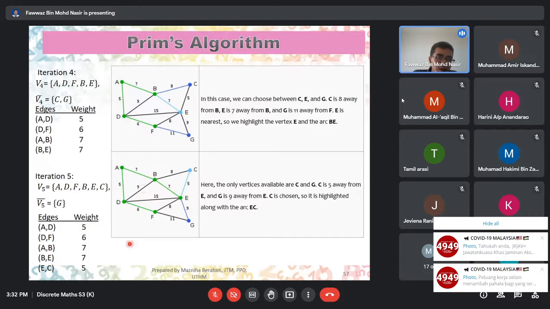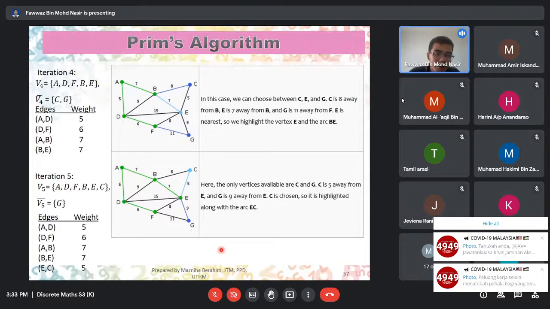Okay, kemudian kita tengok pula edges vertex E. Kita tengok edge apa yang incident to this vertex. Okay, so yang incident to this vertex is CE and GE. So we select the edge with the smallest weight. So dia adalah CE. Okay, so we write down C as dia punya vertex yang kita select.